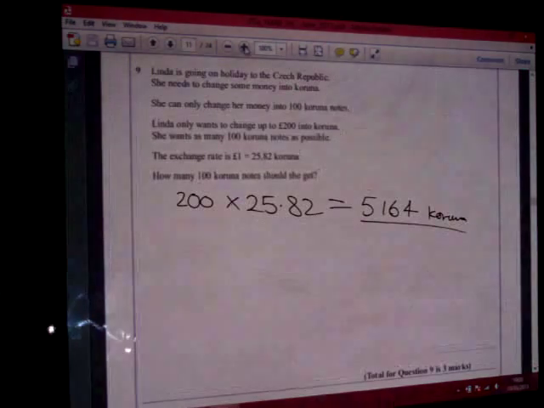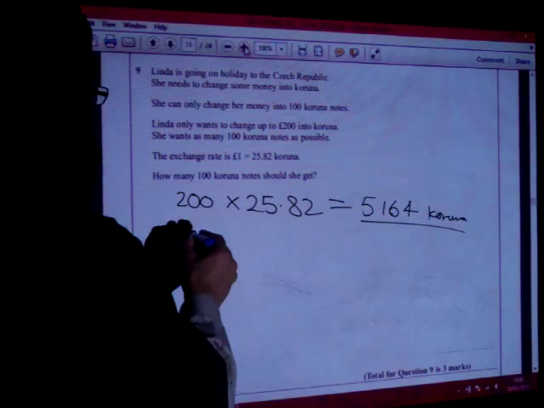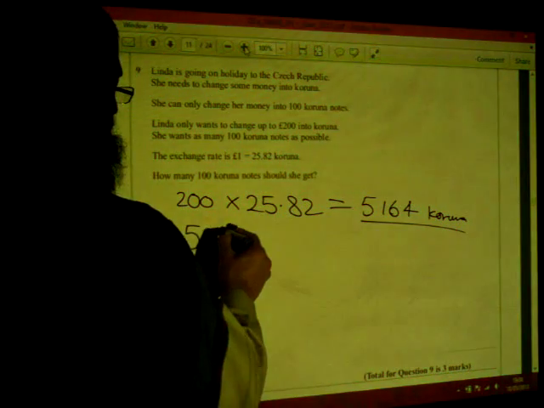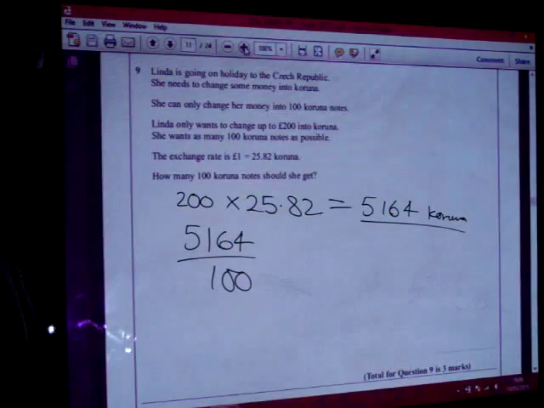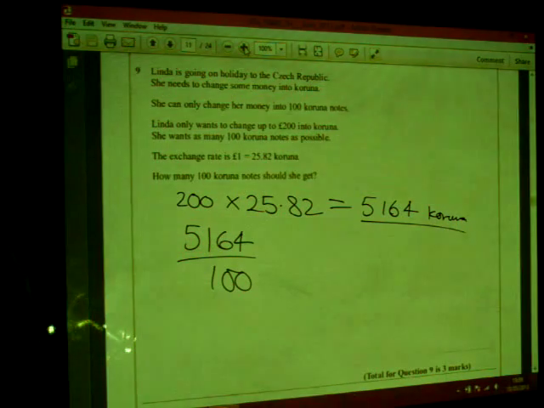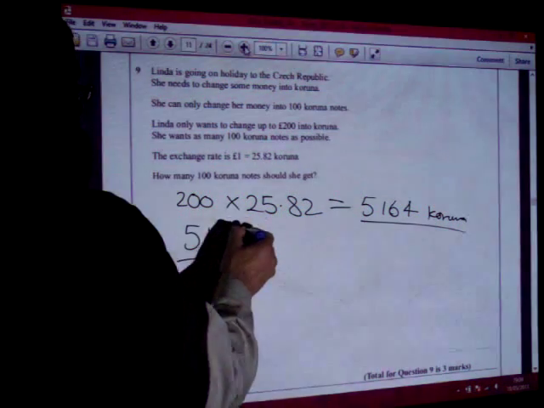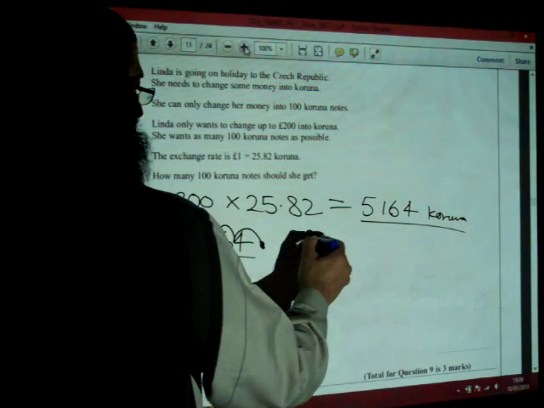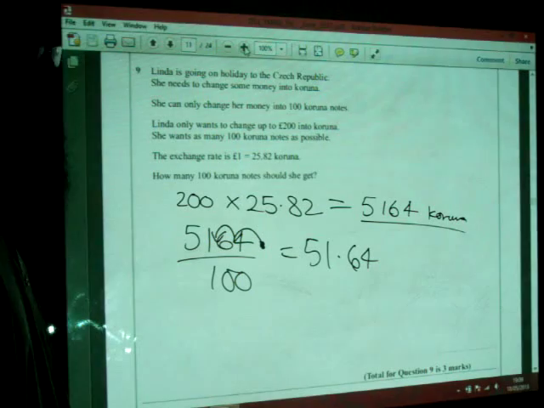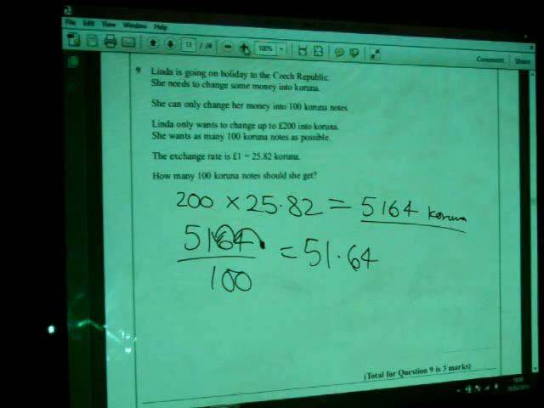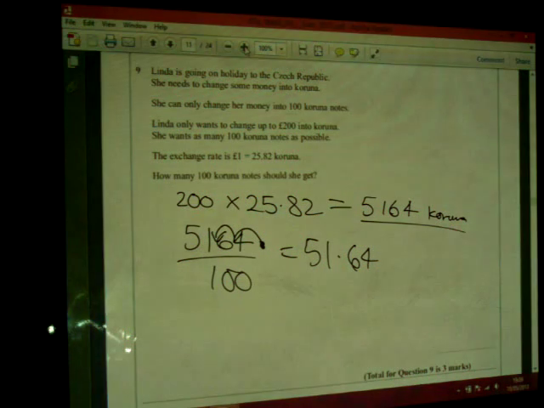Okay, now, we want to see in that total conversion how many hundred notes there are. What do we do now? The next calculation will be 5164. We're going to divide it by 100. If we divide that by 100, the quickest way of doing that is to move 2 places back. That gives you 51.64.